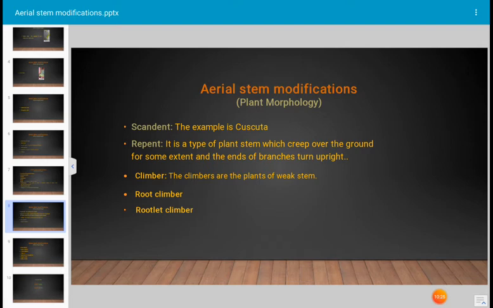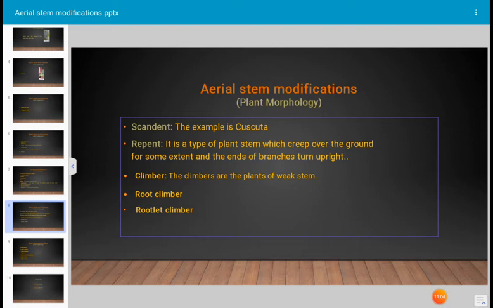The climbers are the plants of weak stem. All the climbers have weak stems except the lianas, and such plants possess a specific device for climbing purpose such as hooks, tendrils, and the plants having climbing habit are termed as climbers, and these are annual or perennial plants.